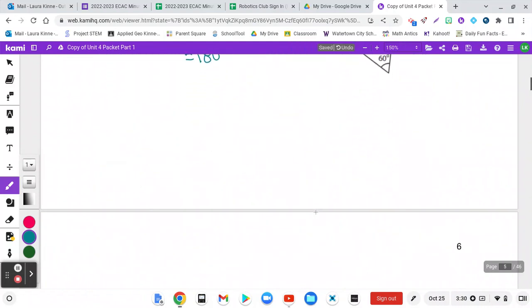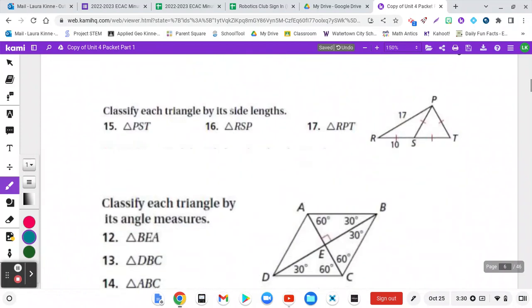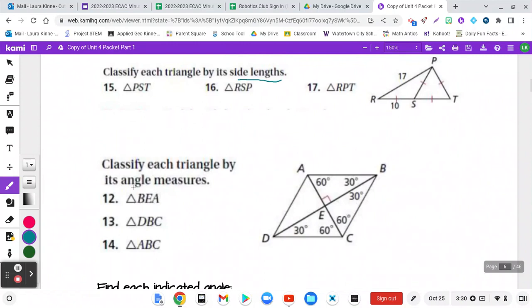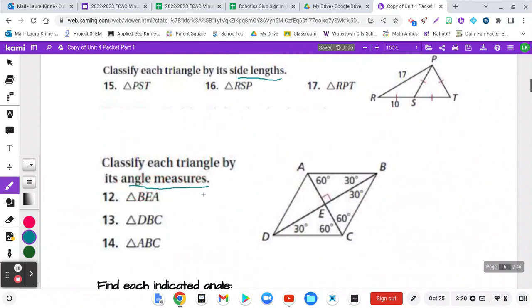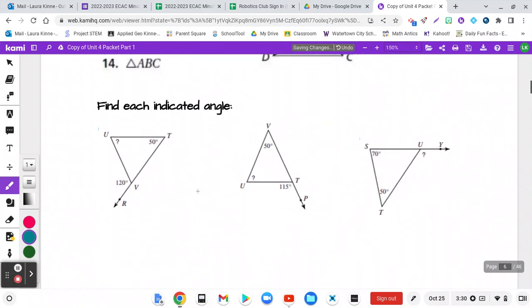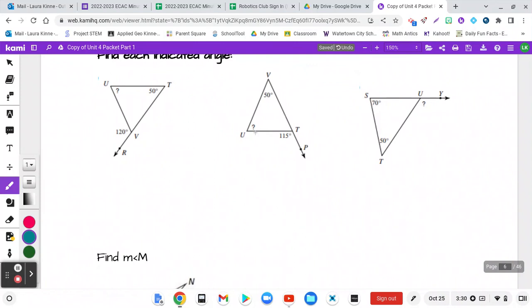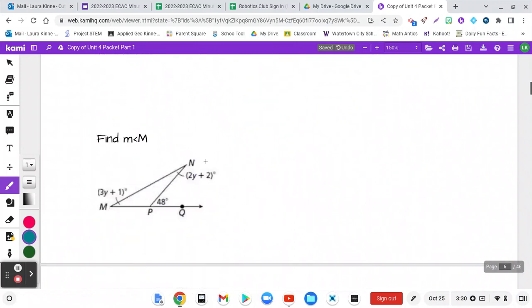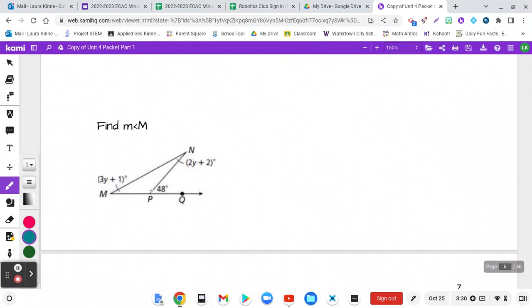All right. Page 6, classify by the side lengths. Classify by angle measures. And then at the bottom, just finding the indicated angle measure where the question mark is. And then on this, finding angle M. Start by figuring out what that interior angle at P would have to be.